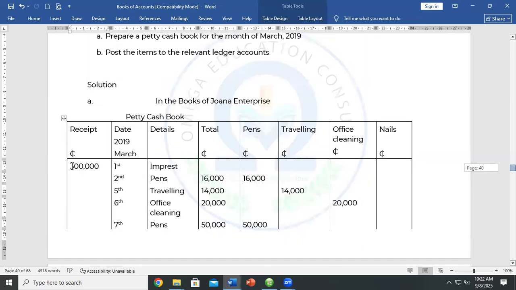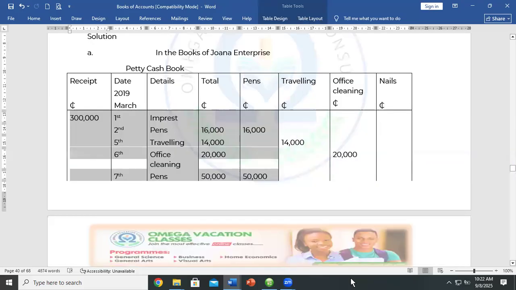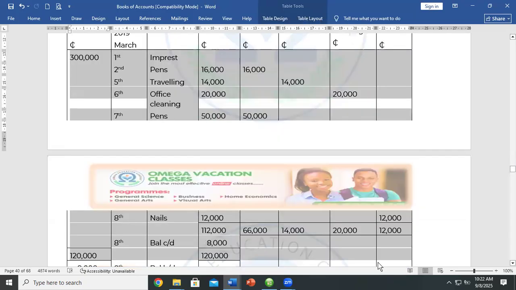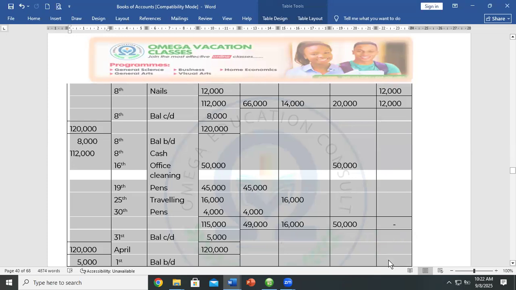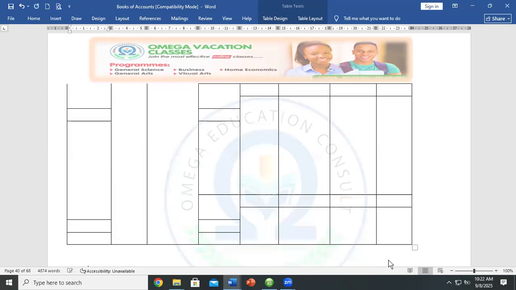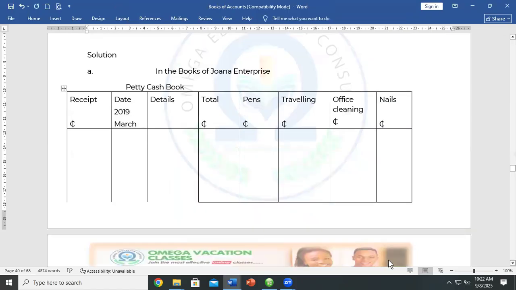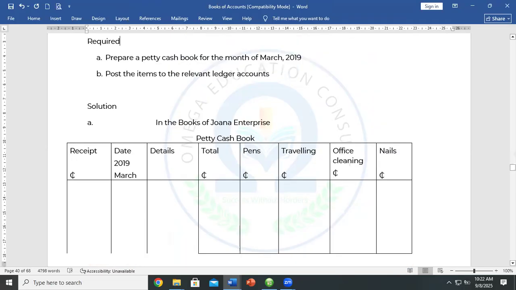Let me see if we can start fresh with the format being laid down. Professors, the first thing you have to record is the receipt, how much was received from the main cashier, right? Because if you don't record the receipt, you cannot continue to spend.